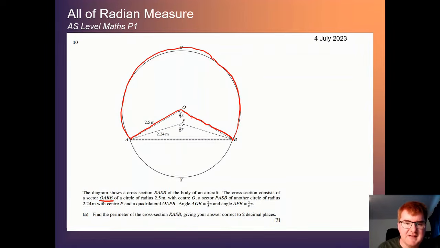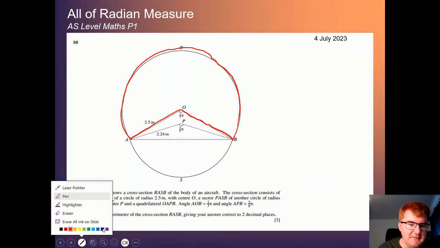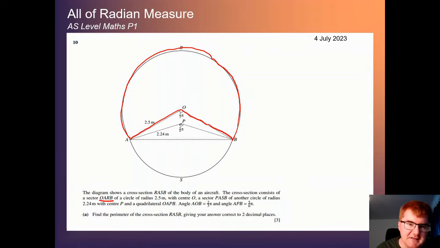And then we've also got a sector PASB. Again, I'm going to mark that in a slightly different color, just so we can see these are 2 different sectors we are considering. And to make the body of the aircraft, they are combined together. So we've got this sector with a radius of 2.24 meters at center P, and we've got a sector at the top here at center O. Now the angles are given, so we've got 2/3 pi as AOB and angle APB as 5/6 pi.